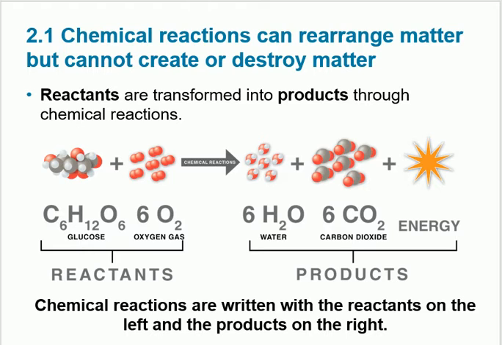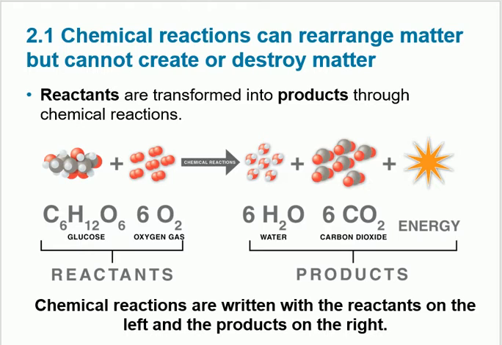Let me make it even more simple. If I have two hydrogen and put oxygen on it, what do I get? Water. So what do you call the hydrogen? Reactant. What do you call the oxygen? Reactant. What do you call the water? Product. Right?